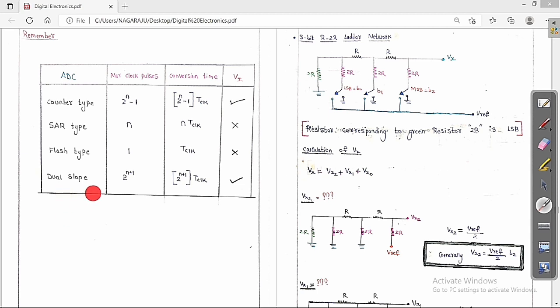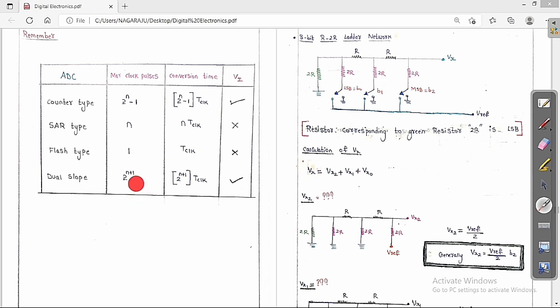So now dual slope. Dual slope is going to take the maximum clock pulses required to detect this analog input. Basically this ADC is analog input and digital output. So whatever this analog input is, we have to detect with the help of binary output. So we have to get a corresponding binary output for this analog input. How much time is it going to take?